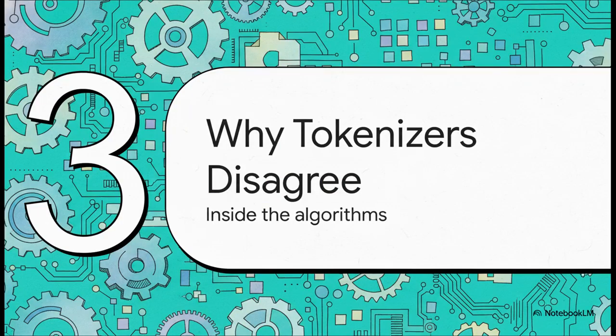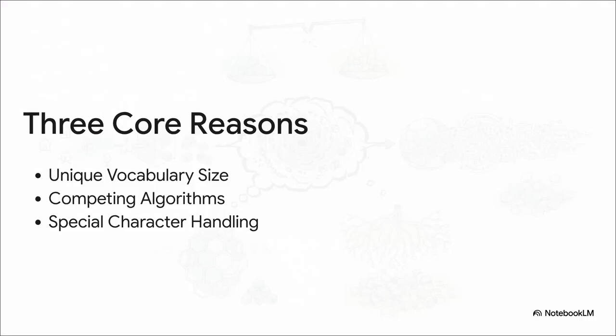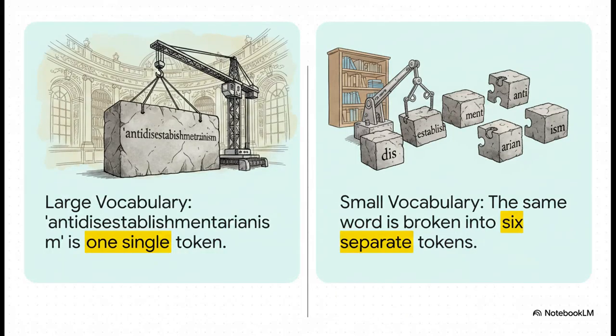And this is where we get into the nuts and bolts of it. Why are all these dictionaries so different? It's not random at all. It really comes down to the specific rules they were built with and the data they learned from. The disagreement really boils down to three core things. First, the size of their vocabulary. Second, the different algorithms they use to actually do the chopping. And third, how they deal with all the weird stuff that isn't just a simple word, like spaces, punctuation, and especially code. Let's start with vocabulary size, because this one's a big one.